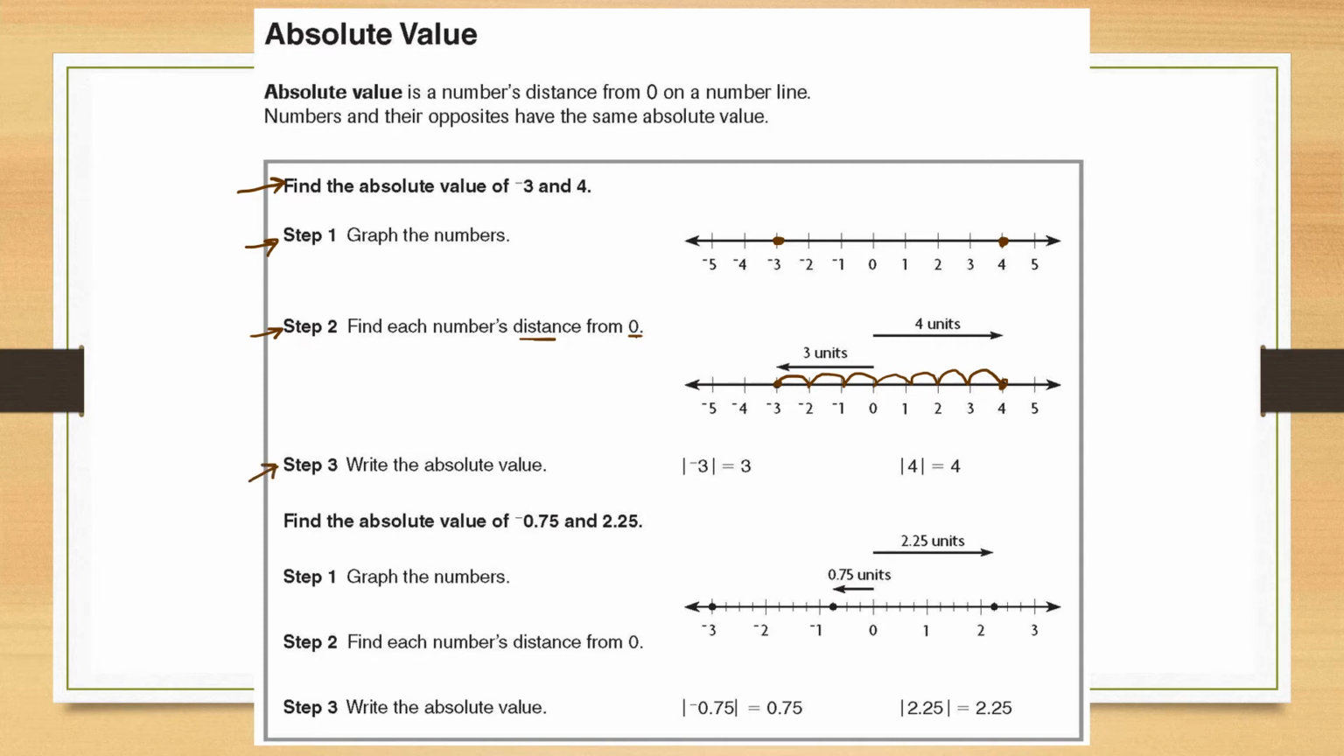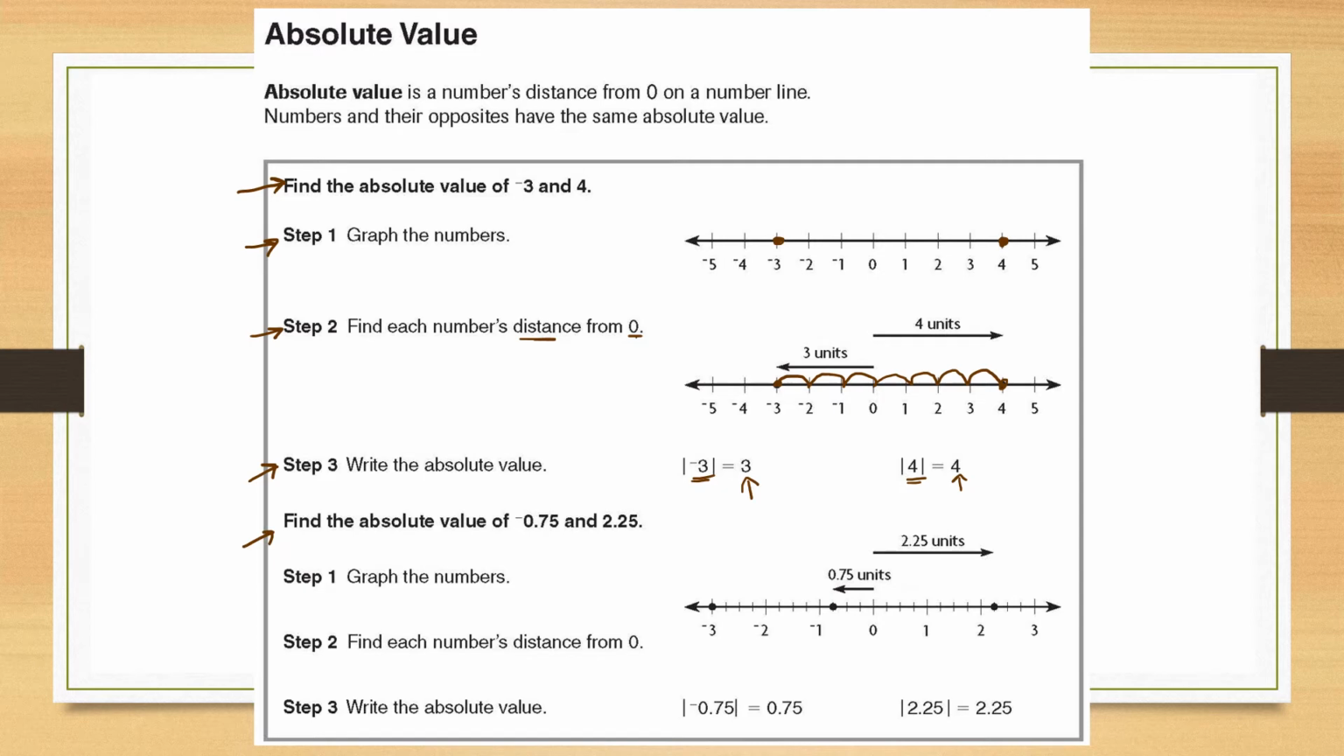Step 3. Write the absolute value. The absolute value of -3 is 3 because it is 3 units away from 0. The absolute value of 4 is 4 because it is 4 units away from 0.